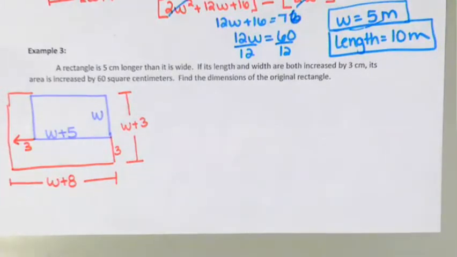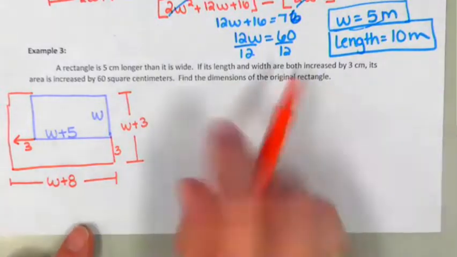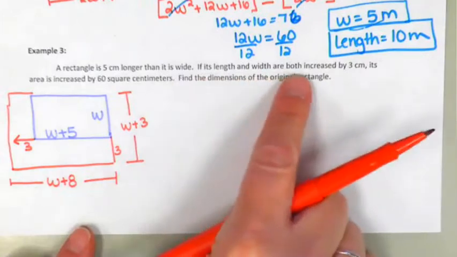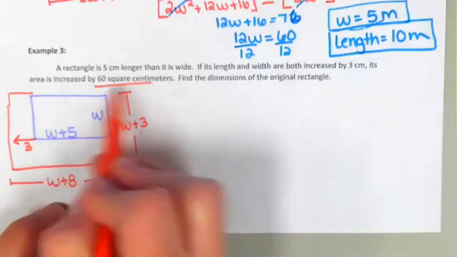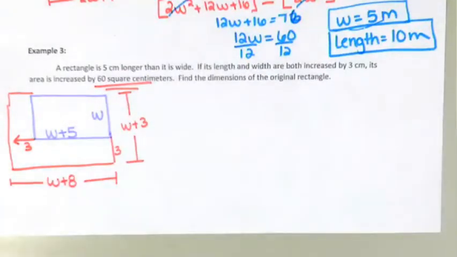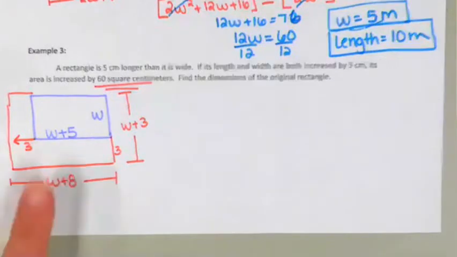Now it is not a border, so that's why I didn't add it to both sides. It's just extending the length, extending the width by that 3. Now, if its length and width are both increased by 3, its area is increased by 60 square centimeters.